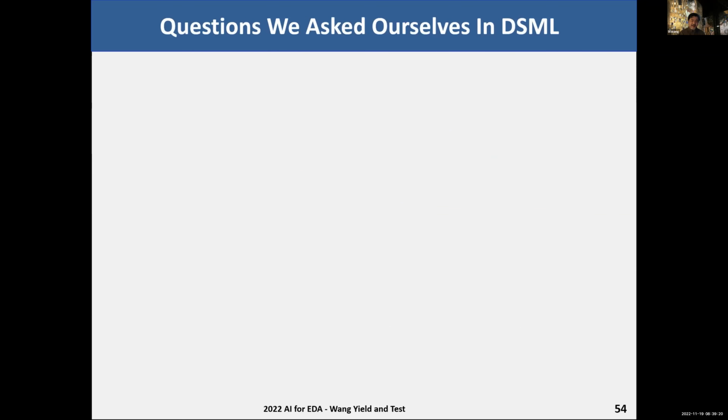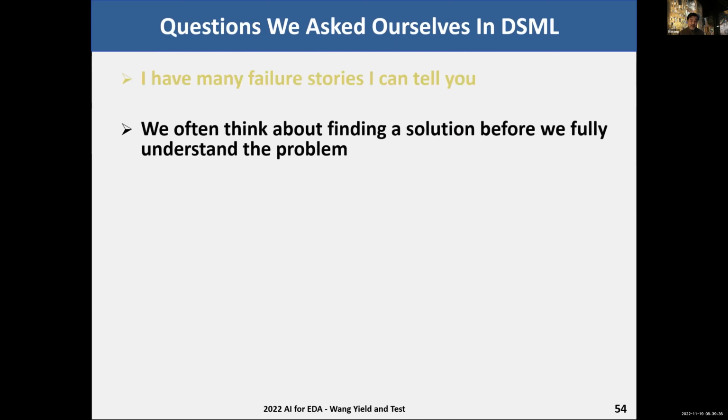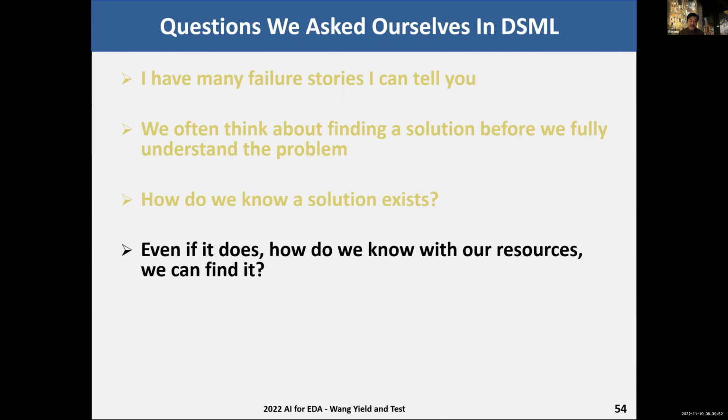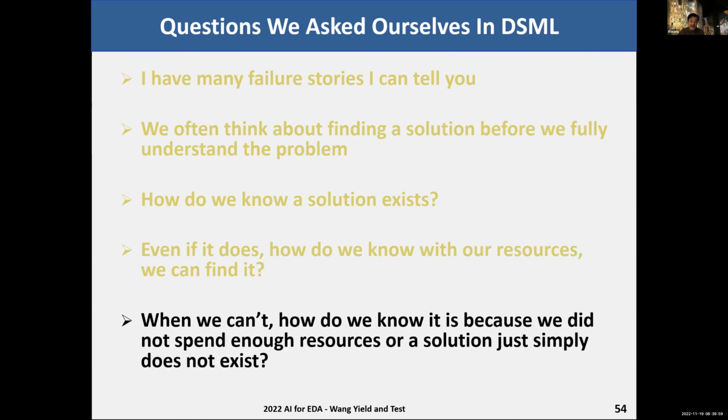So in DSML, we are dealing with some of the harder questions here. Let me be honest, although I have some success stories to tell you, I have even more failure stories I can share with you. Over the years, what we learned is that often we ourselves think about the solution before we fully understand the problem. But many times, the real difficulty is, how do we know a solution actually exists? And even if it exists, how do we know that with our limited resources, we can actually find it? And the problem is that when we cannot find it, how do we know that it is because we did not spend enough resources, or the solution simply does not exist?